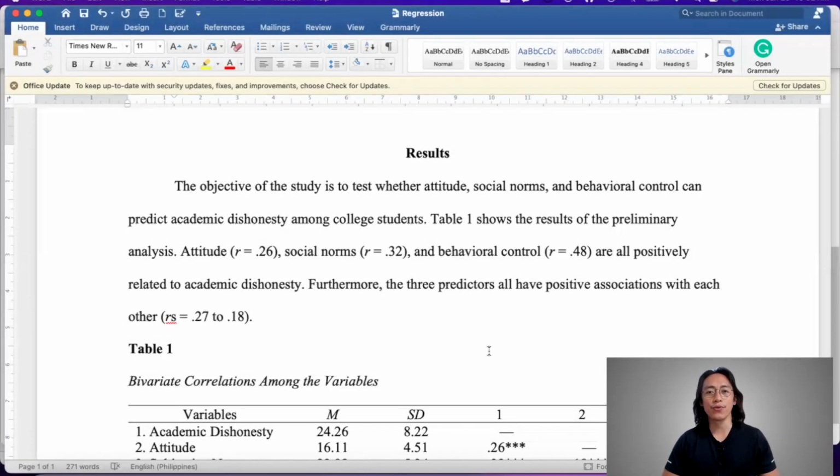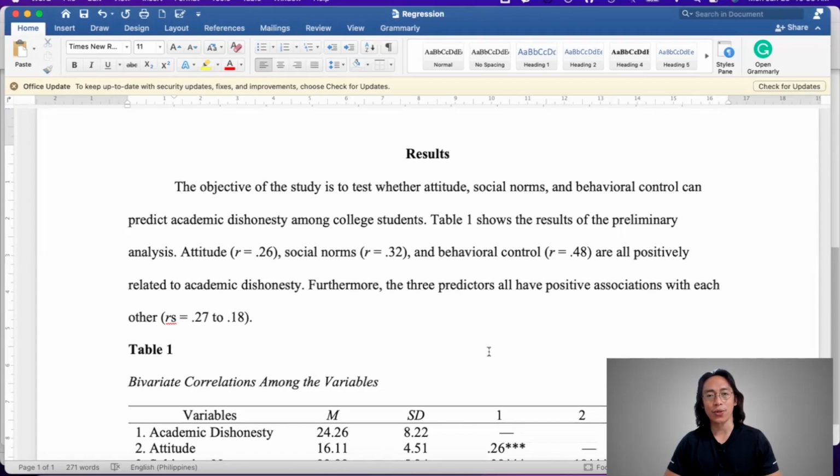Hello and welcome to the third part of our series of videos on linear multiple regression. Today, I'll walk you through how to write a results section or a simple report for your multiple linear regression results.